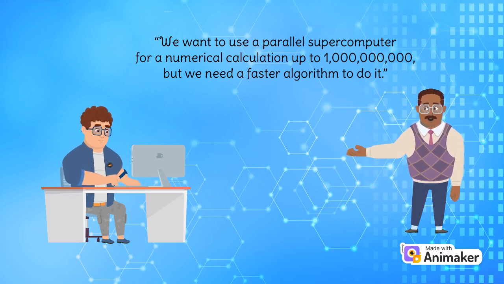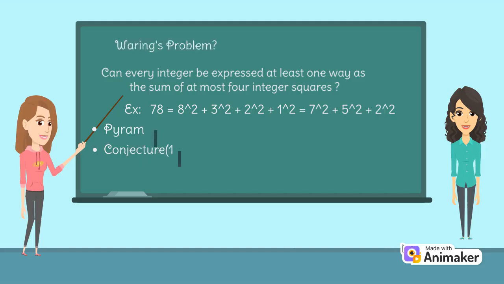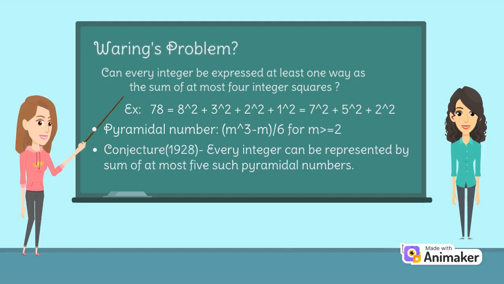First, let us describe the problem. Ever heard of Waring's problem? Probably not, but don't worry, we're here for you. Waring's problem is a problem in number theory that asks whether every integer can be expressed in at least one way as the sum of at most 4 integer squares. For example, 78, amongst other ways, can be expressed as 7 squared plus 5 squared plus 2 squared. Now this is a solved problem from 200 years ago, but we wanted to solve another version of it.